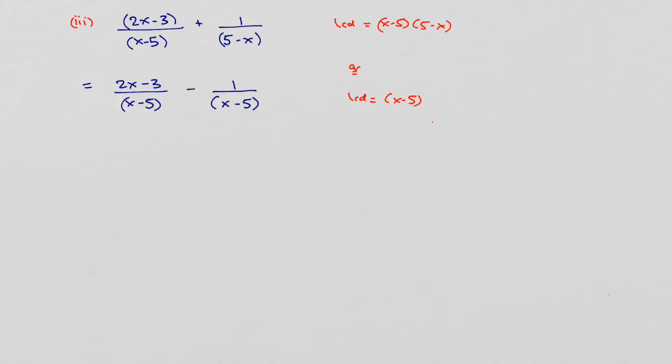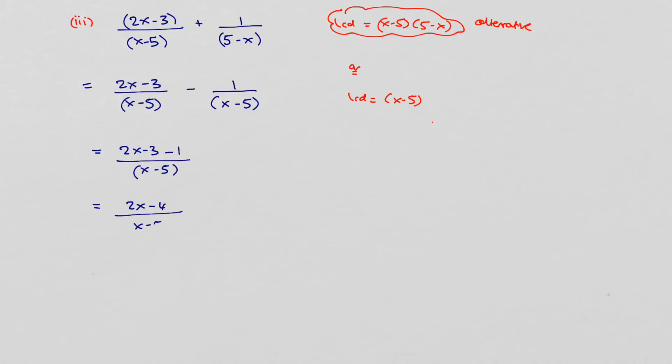So rather than doing this one up here, which is the alternative and a little bit longer, we can actually just take out the minus 1, and we've got a much nicer question. So we have 2x minus 3 minus 1 as our numerator all over x minus 5, which simplifies then on the top to be 2x minus 4 over x minus 5 as our answer. Okay, lovely little question that.